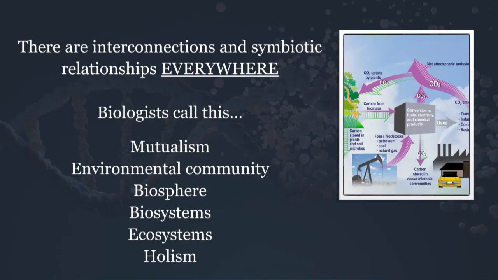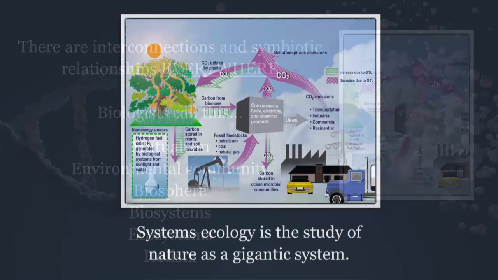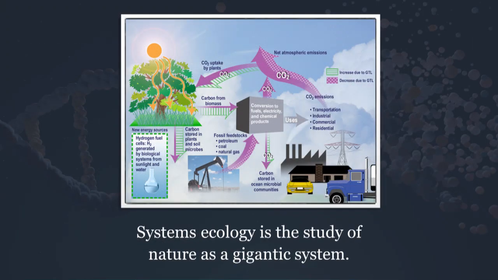There are interconnections and symbiotic relationships everywhere. Biologists call this mutualism. The environmental community, the biosphere, biosystems, ecosystems. Have you heard some of these words? This is what they're referring to, the fact that they work together. It actually goes contrary to Darwinian evolution. For example, systems ecology is the study of nature as this gigantic system.